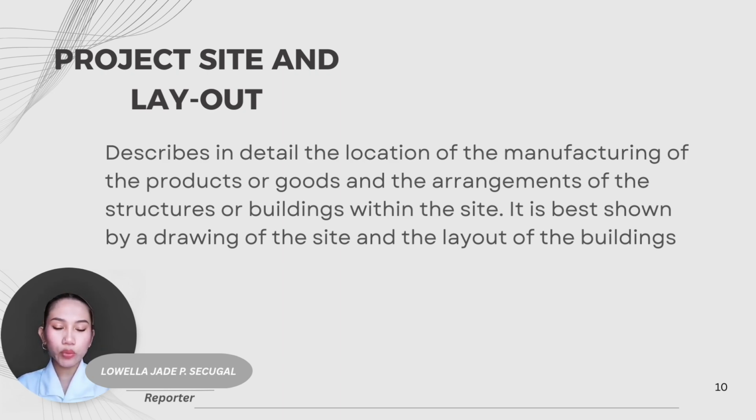So it means that when you are preparing a feasibility study, you need to consider or describe where the project will be located and how the structures and facilities will be arranged within the area. So you need to provide a clear idea of the physical setup of the project, including the placement of the storage facilities, offices, parking, manufacturing plants, and other essential components. It is usually supported with maps, sketches, and drawings.